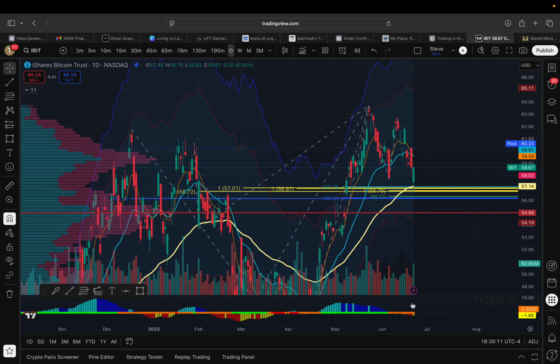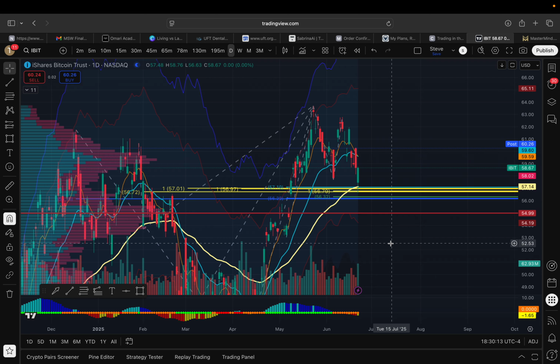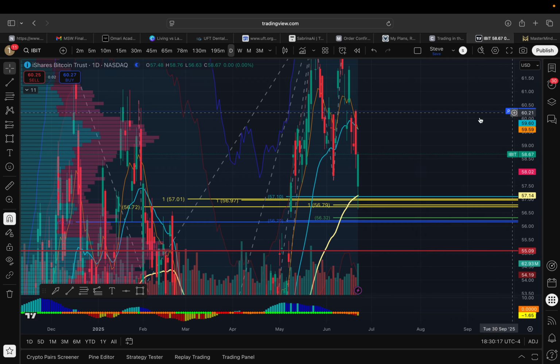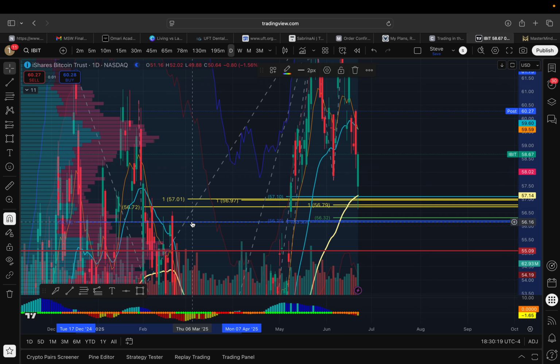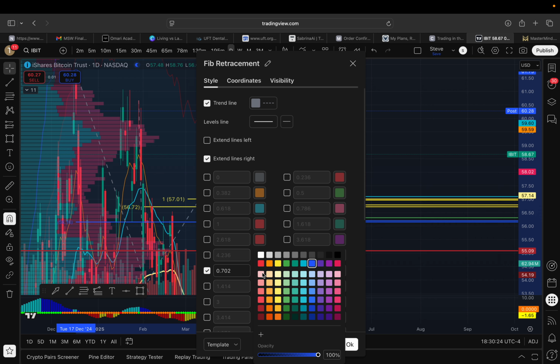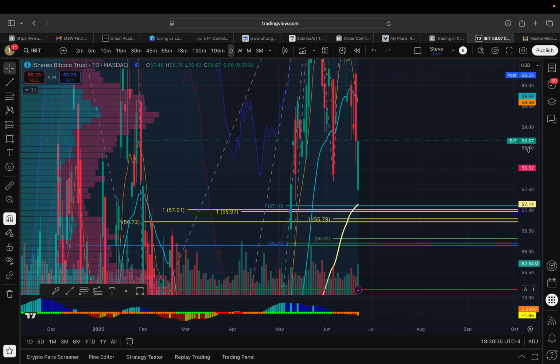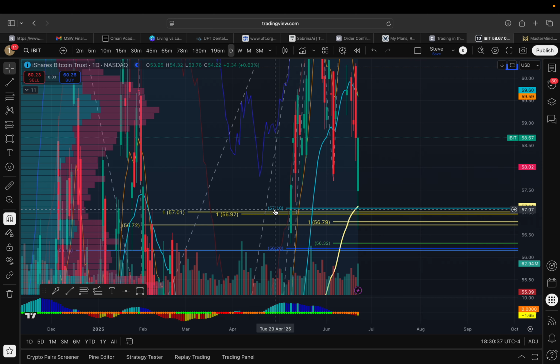All right, guys, so we got all these levels coming in together. We cleaned up the chart just a little bit by deleting all the other lines. What we want to do is get the range. I need to change these colors because this is a little dark for me. There we go. So 56.16 is the low of the range, and the high of the range is 57 and 10 cents.